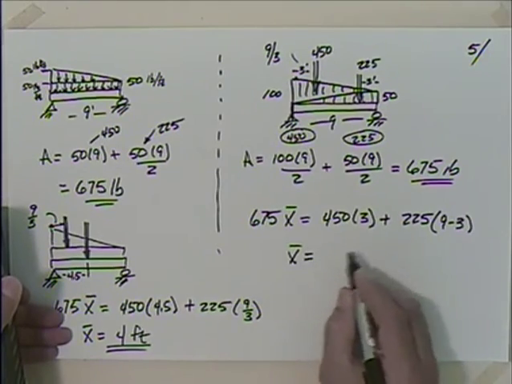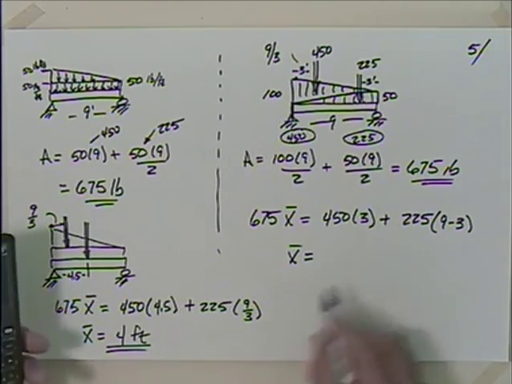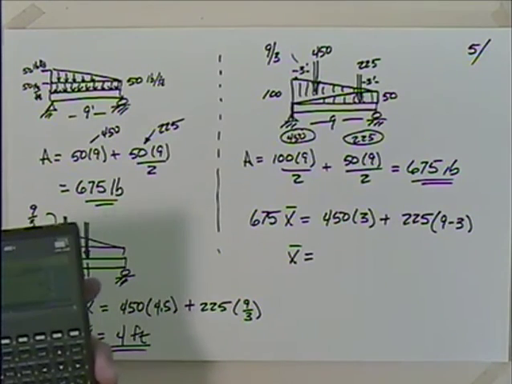So with that, x bar turns out to be equal to, when we solve that, take this right-hand side, divide it by 675.